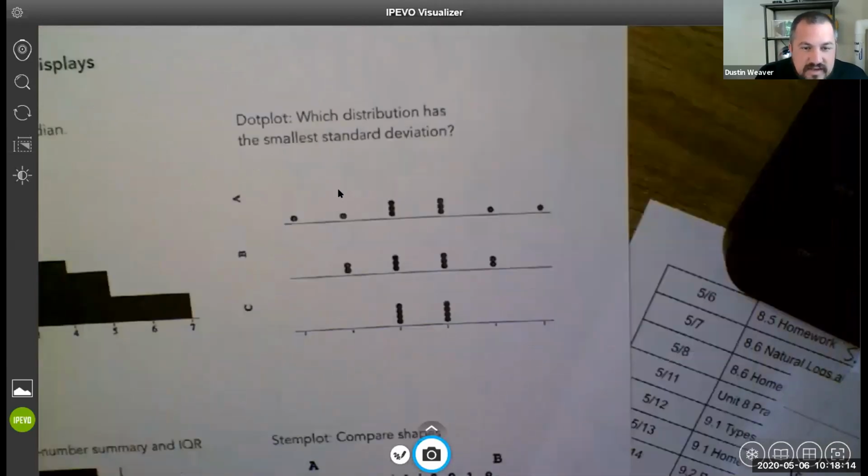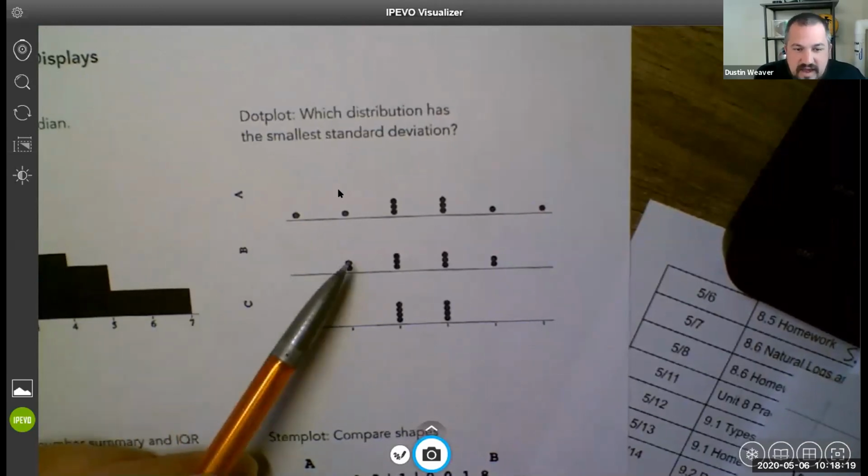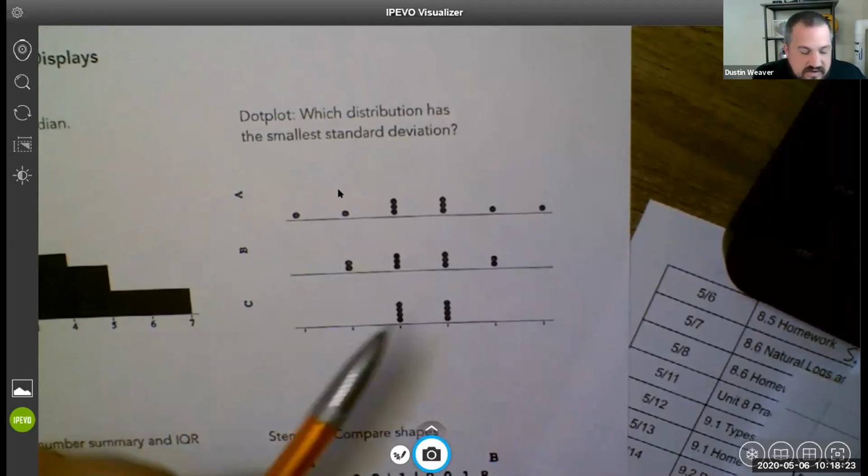On these dot plots, the biggest standard deviation would be A, because it's obviously the most spread out. The next biggest standard deviation would be B, and then this is the smallest standard deviation.